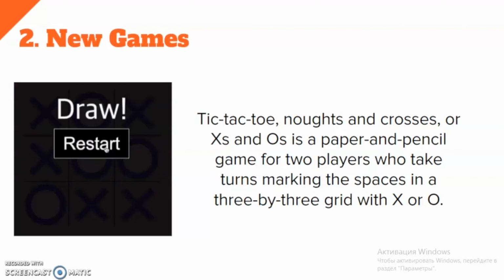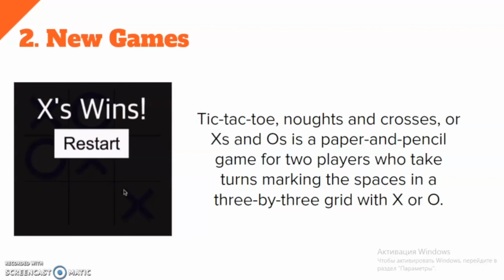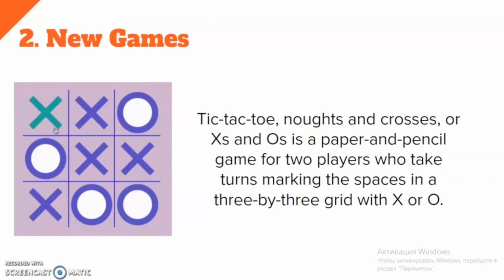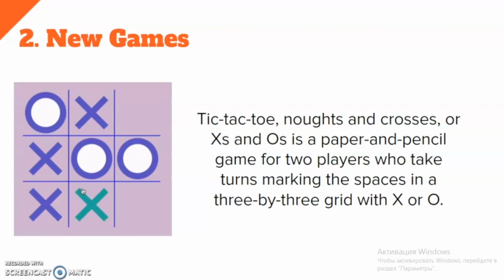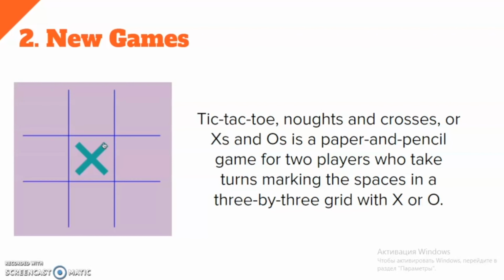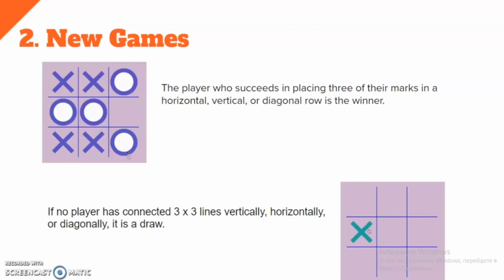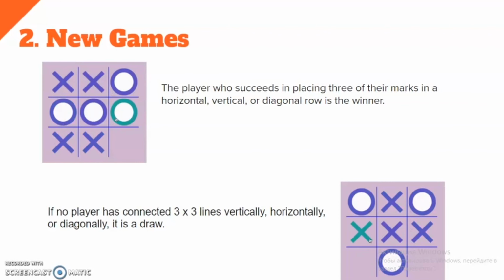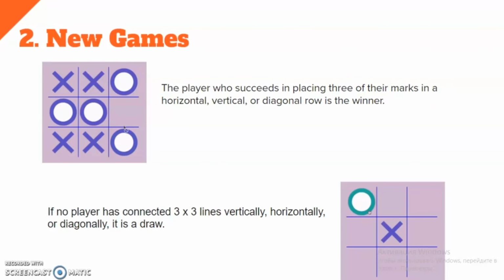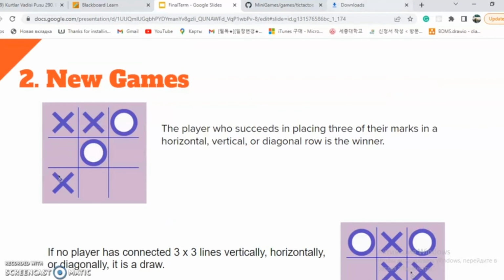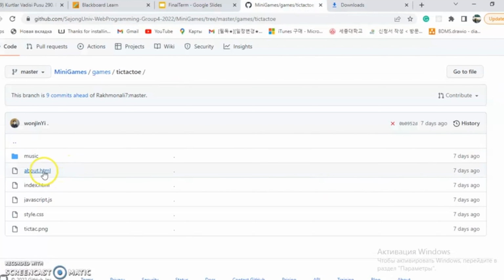If you can see here, it shows winner or draw when the game ends. If you put 3 of your marks like X or O in a horizontal, vertical or diagonal row, you will be a winner. If you cannot do it, and the other player also cannot, it will be a draw.